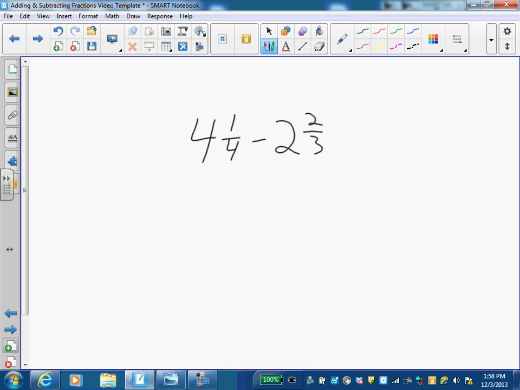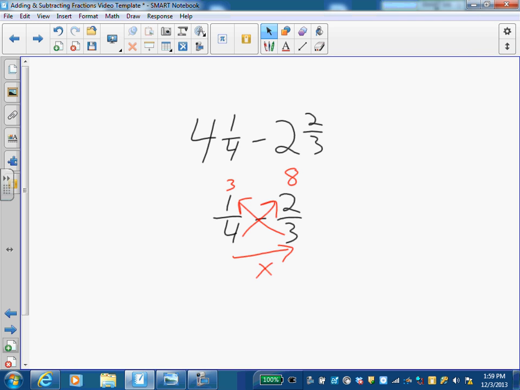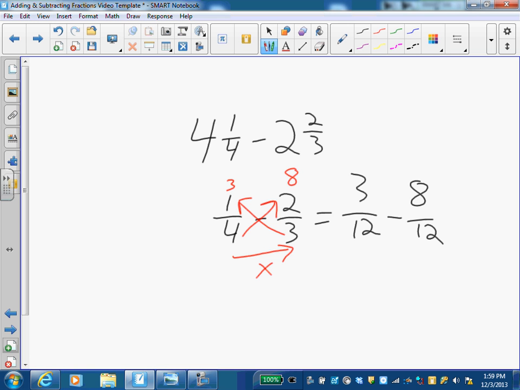So this is the problem that I run into. Let's say that I'm trying to do the method where I ignore the whole numbers first. If I say 1/4 minus 2/3, well, when I cross multiply, I got a problem. Because now I have 3 over 12 minus 8 over 12. Okay? I can't do this. I can, but I'm going to get a negative number. So when you remove the whole numbers, you run the risk of working with fractions that are in the wrong order in order to subtract them.